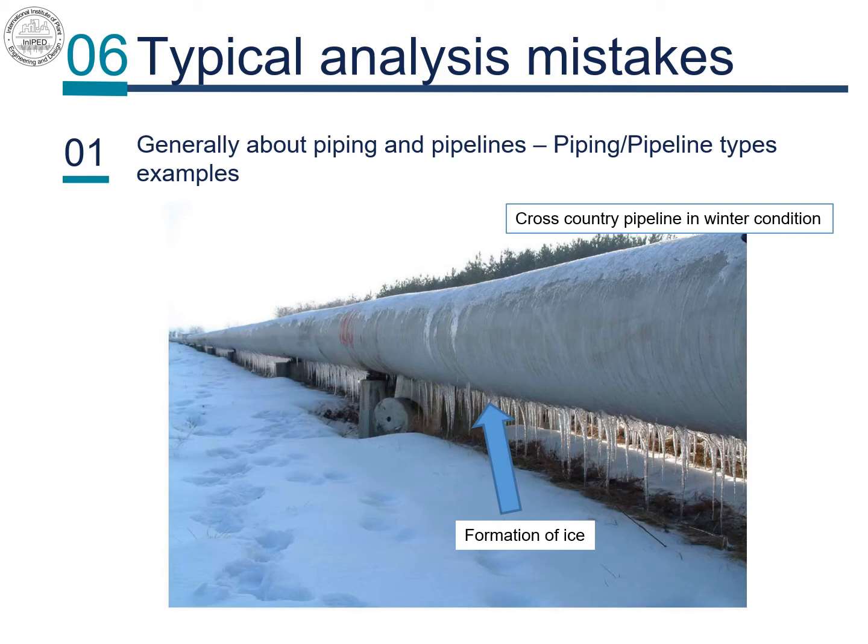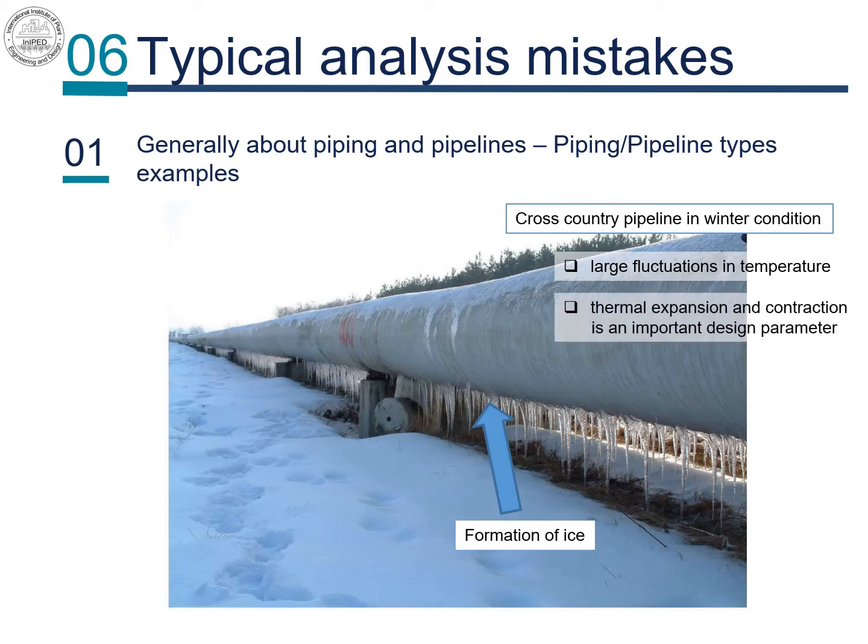Actually, because of large fluctuations in temperature between the summer and winter months, in regions with harsh climates, thermal expansion and contraction is a parameter which should be carefully considered in pipe stress analysis. Pipes should be carefully anchored to prevent excessive thermal load which may cause the pipe to buckle.